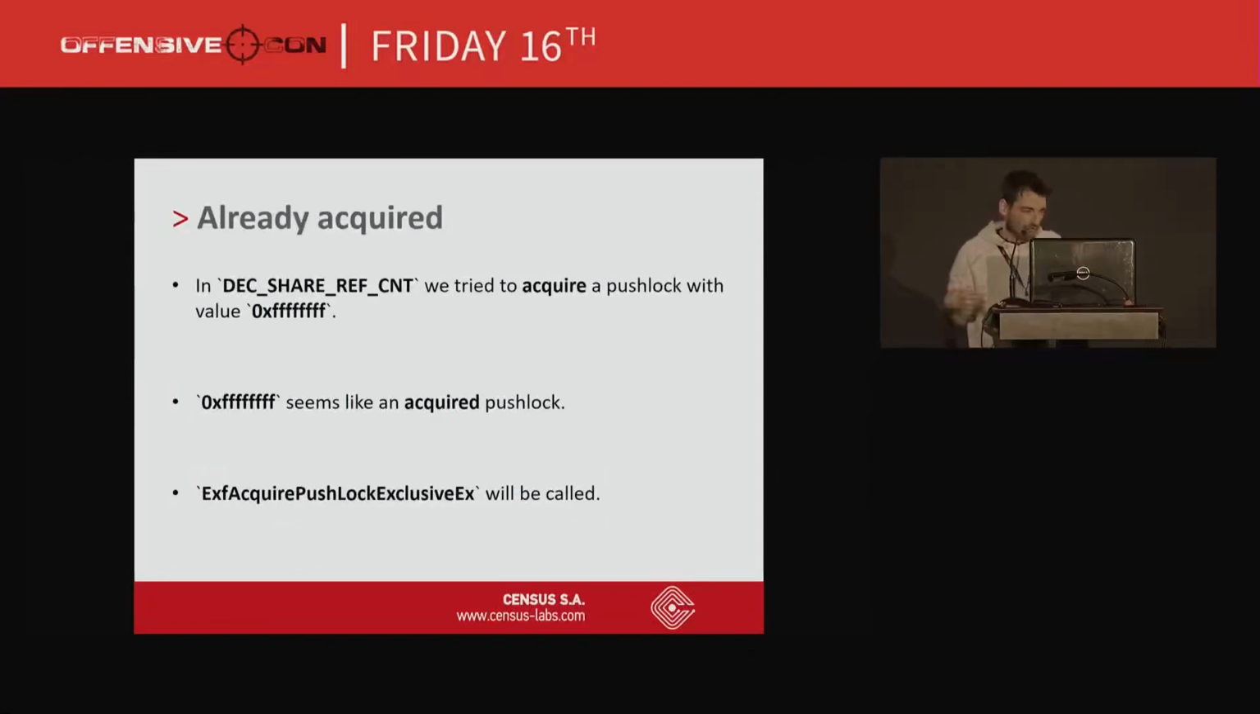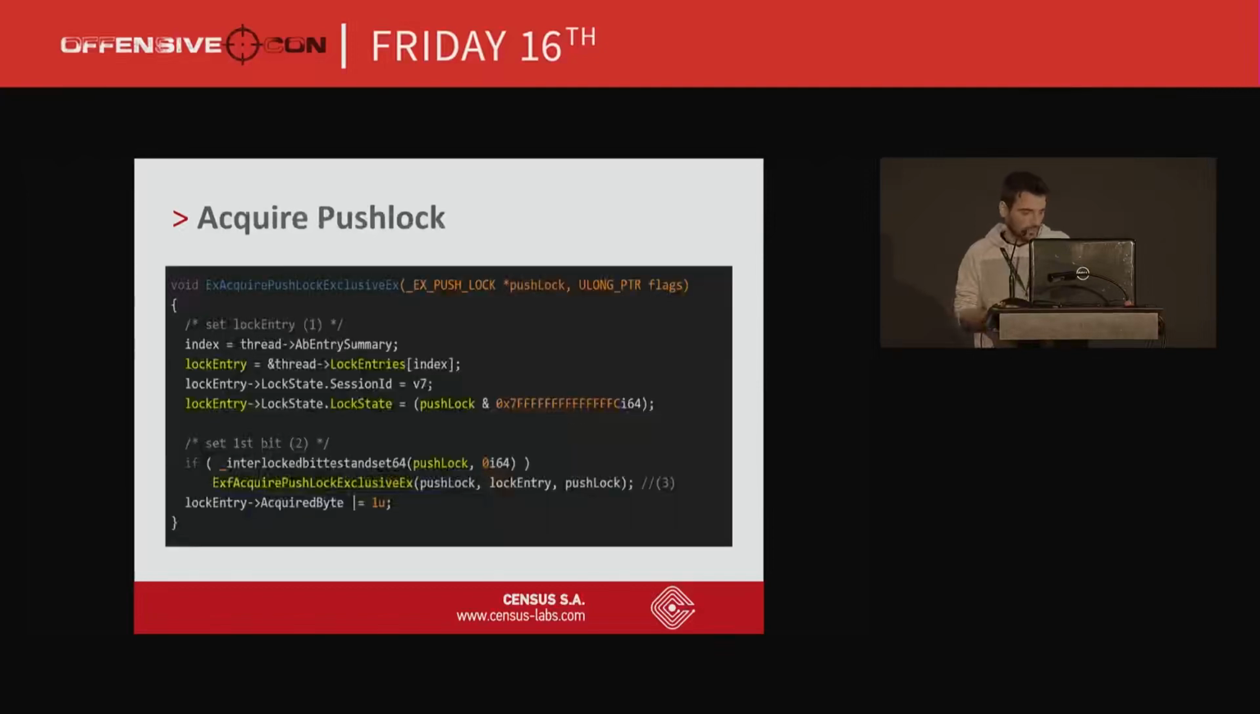So as you recall, in dexref count, we try to acquire a push lock with value of 0xffff. Now, the value 0xffff seems like an acquired lock, right? So in our case, xf acquire push lock exclusive x will be called. So going back, we are going to call the xf acquire push lock exclusive x, since our push lock value is going to be 0xffff.